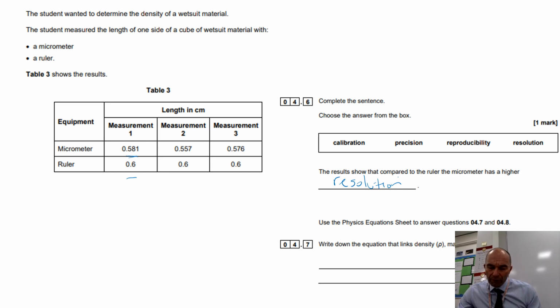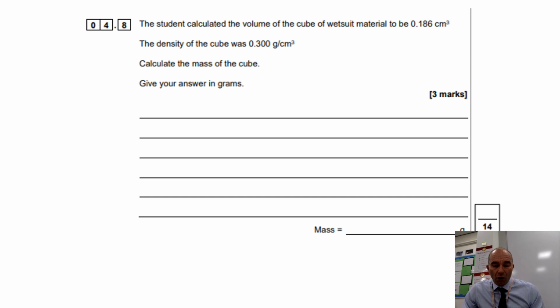And then use the physics equation sheet. This is an easy mark. It's linking density, mass and volume. So you've got density equals mass over volume. I've written it as symbols, which is acceptable. You can write it out as words. It's up to you, as long as you're using the correct symbols and obviously the correct words. An easy mark. But then we need to use that formula to calculate this next question.